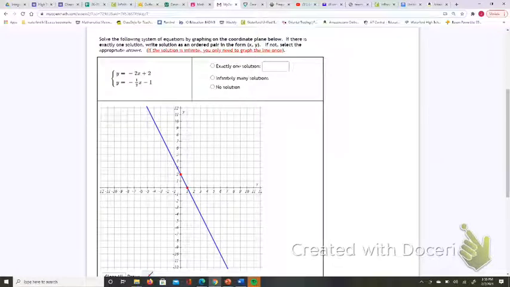The second line is y equals negative 1/2 x minus 1. So our y-intercept is the negative 1. So we put a dot at negative 1 on the y. And then our slope is negative 1 over 2. Remember that if the slope is negative, you go down and then right. And remember that the up and down is the top number, the numerator, and the right is the denominator. So we're going to go down 1, right 2. So we go back to our dot, and we go down 1, right 2, and we put a dot.